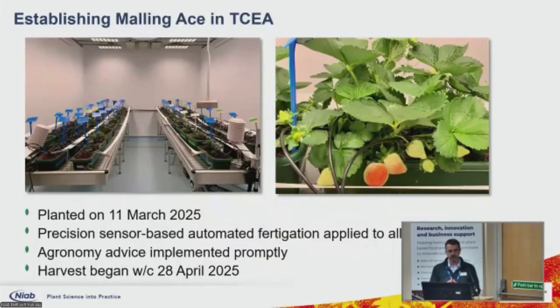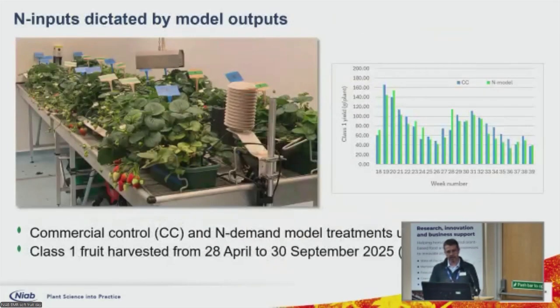So again, Marling Ace, you can see there on the left, we planted those plants on the 11th of March. First fruit began to ripen on the 28th of April. So plant establishment and growth in this environment is very quick compared to polytunnels. And you can see there then over the cropping season, which was about 23 weeks, two treatments, I should say. We had a commercial control. So that was the commercial fertilizer formulation, again, recommended to us, in this case by Steve Kember. And then we use the end demand model, of course, to reduce N inputs.